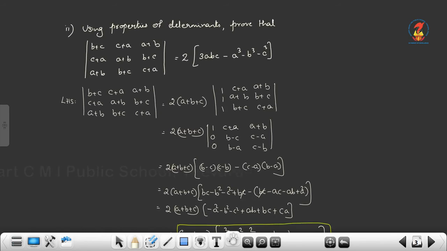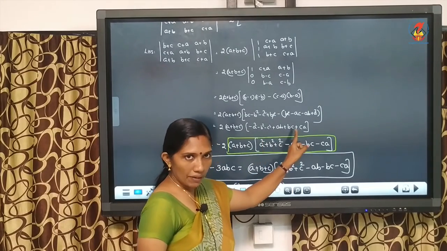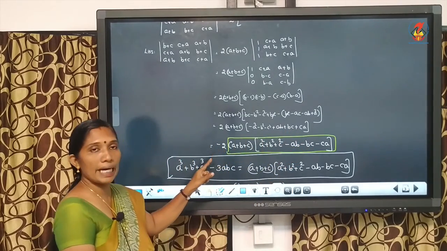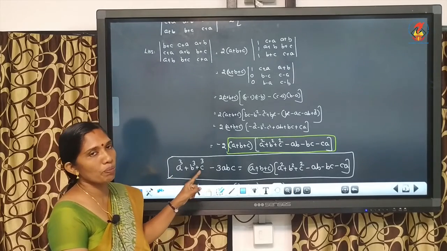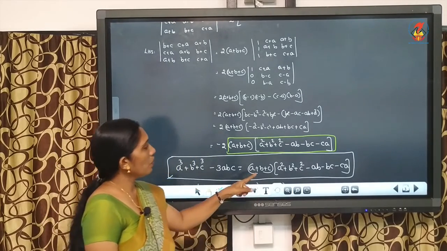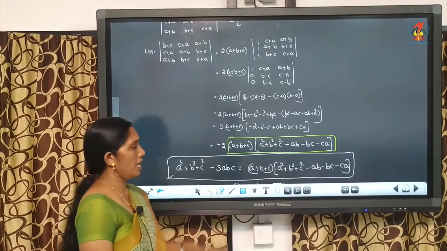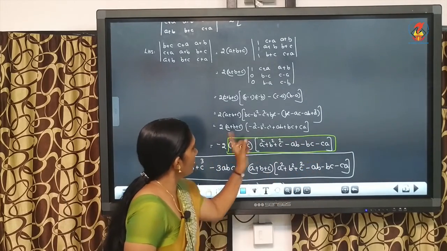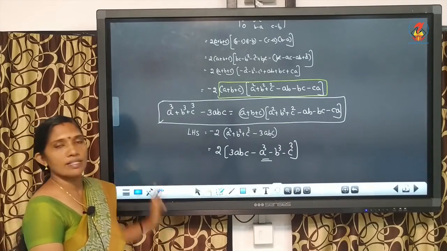So once again you check the answer. The same question as in the previous one. Up to the final step you have to write. After this you have to write the identity. The identity is a cube plus b cube plus c cube minus 3abc is equal to a plus b plus c into a square plus b square plus c square minus ab minus bc minus ca. So we just substitute for this left hand side, and we get the answer.